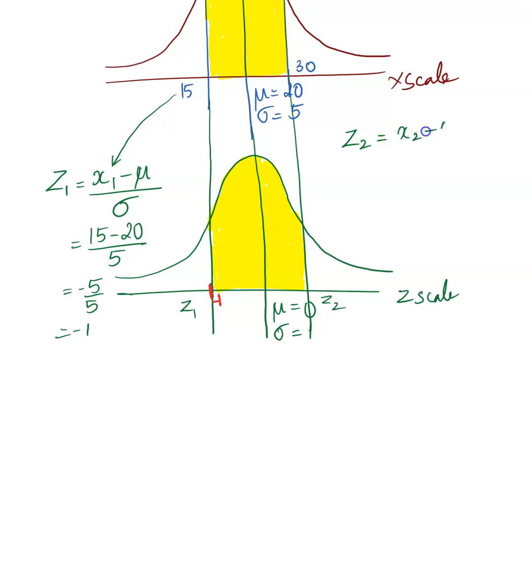z2 would be x2 minus mu over sigma. I'm just improvising the formula to write x1 and x2 to indicate two different values. So that's going to be 20 minus 20 over, I apologize, I marked the wrong one, it's a 30. 30 minus 20 over 5, which is 10 over 5, which is a 2. So if you come over here, this z value will be z equals 2. That's a negative 1 on that side and a 2 on this side.